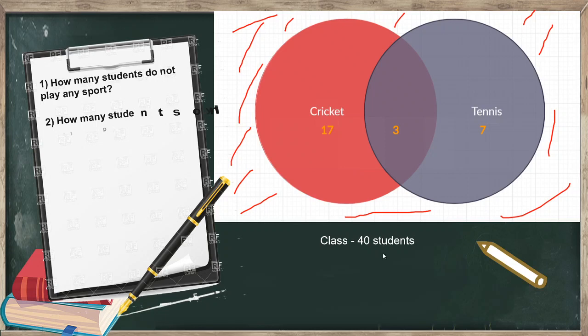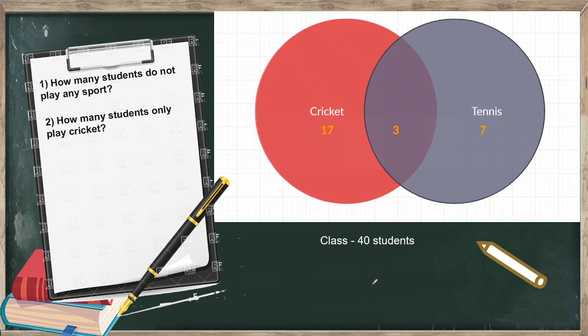How many students only play cricket? Nice question. Yeah, how many students only play cricket? So how do we find that? Everyone who plays cricket, I have pushed them into the red circle. So everyone outside the red circle are people who do not play cricket. So everyone who plays cricket is where? In the red circle. So these students are people in the red circle.